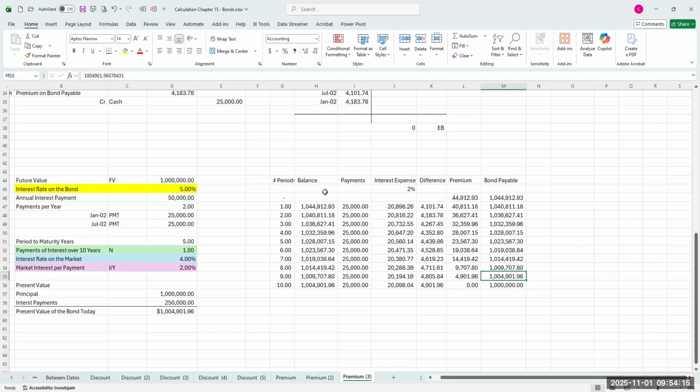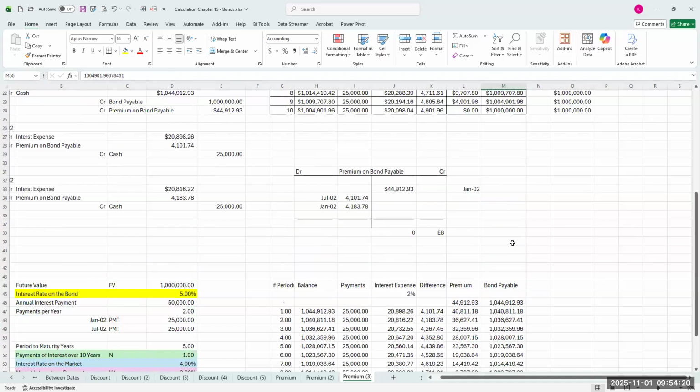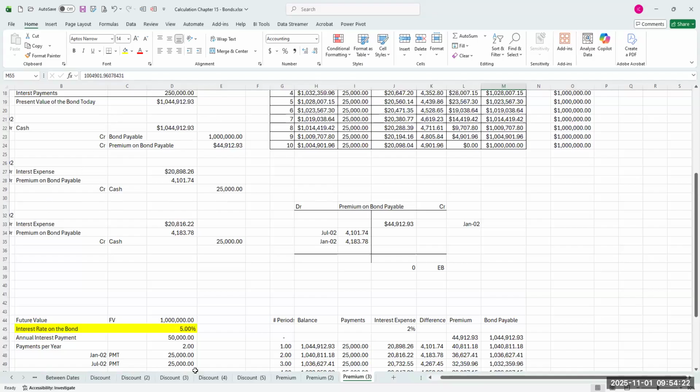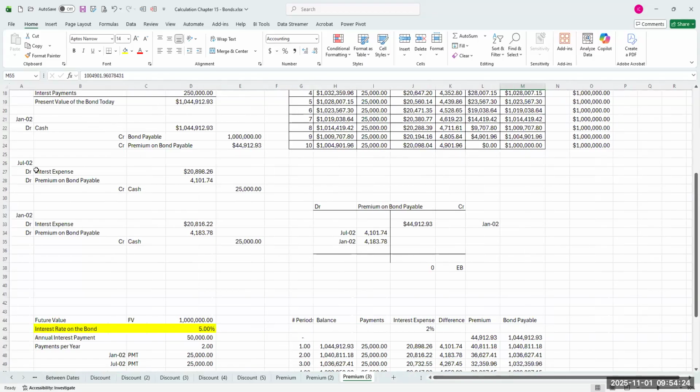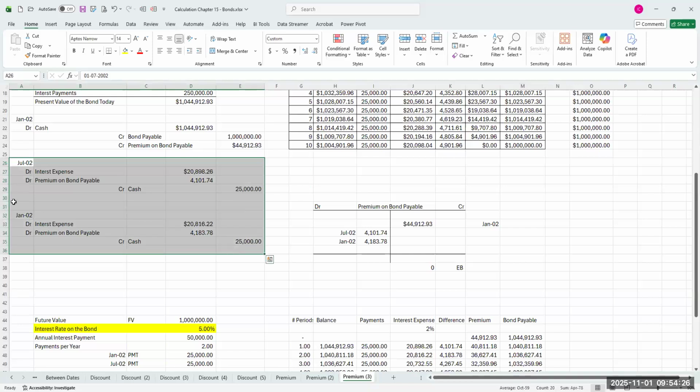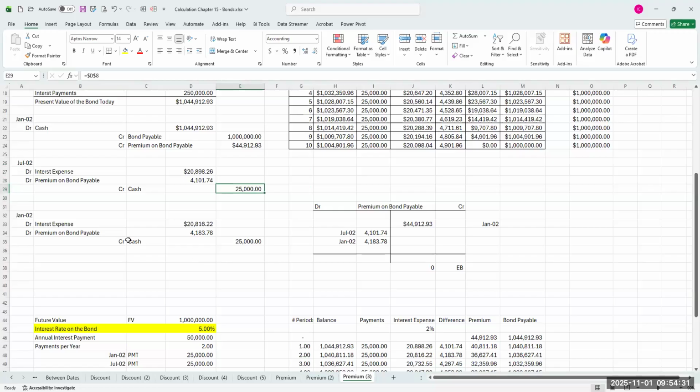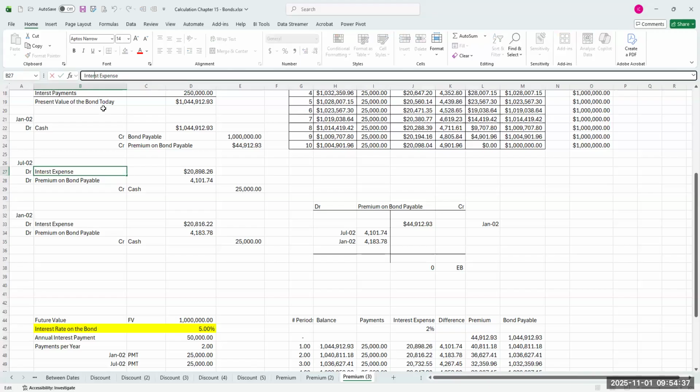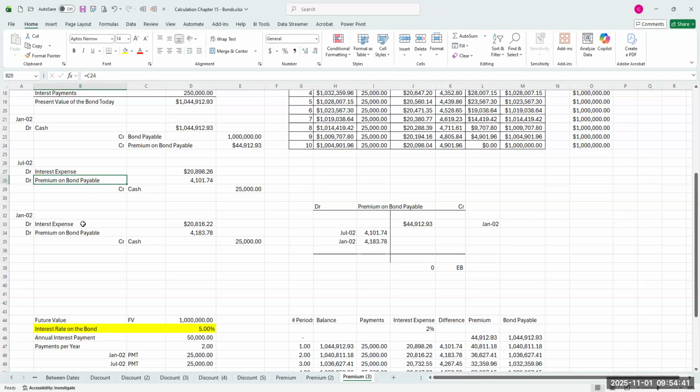And that's how you can check: are you correct in your calculations? Are you correctly applying this chart and these formulas? Obviously, the journal entry for every interest payment is going to be the same accounts. Cash is always going to be the same. The only thing that's going to change is the interest expense and the premium, which we're amortizing through the life of the bonds with every payment.